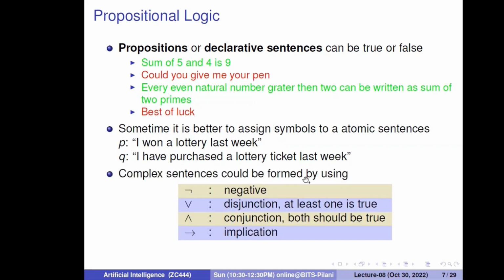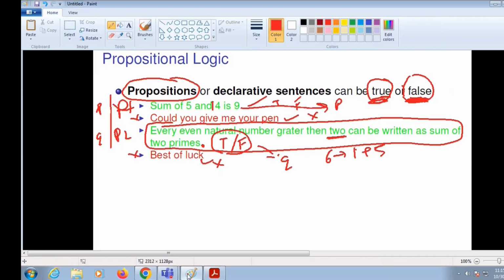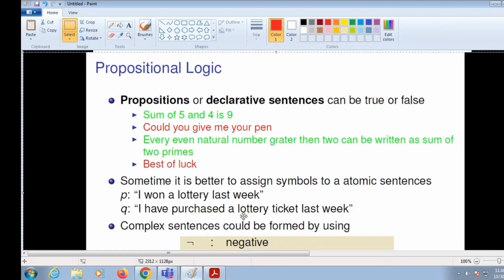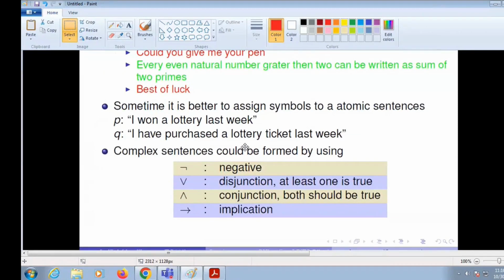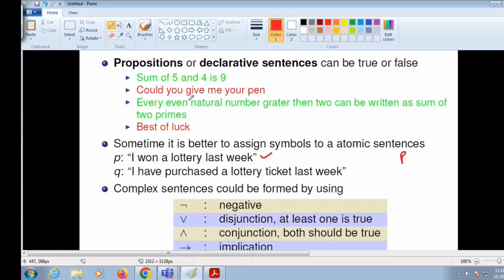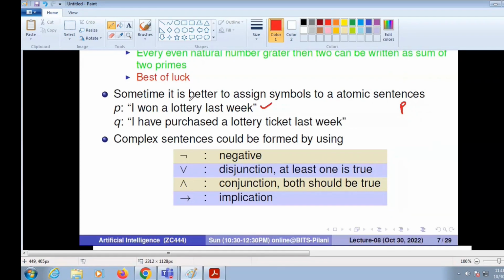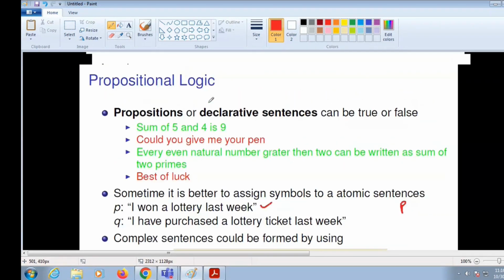Actually this is the slide that is trying to tell that if you come up with a kind of sentences, then you can say that P means what? I won a lottery ticket last week. Or P means what? Here we have written sum of 5 and 4 is 9. Let's assume that I say this. Okay, P is this statement: sum of 4 and 5 is 9.